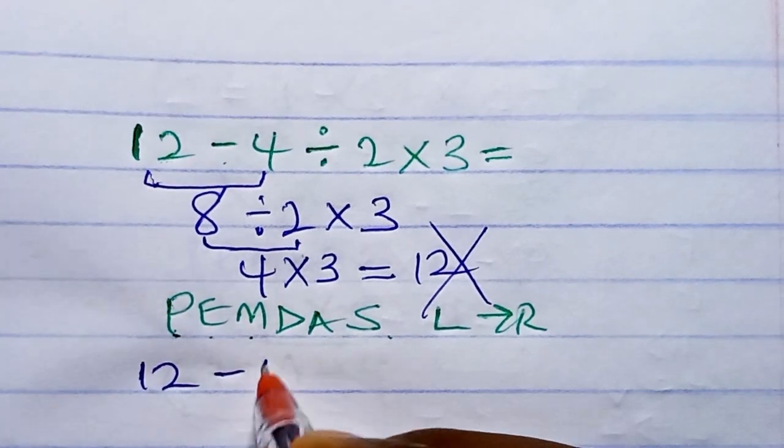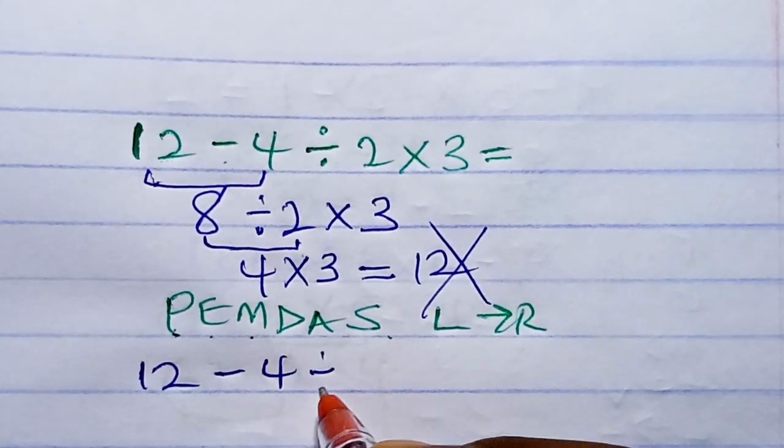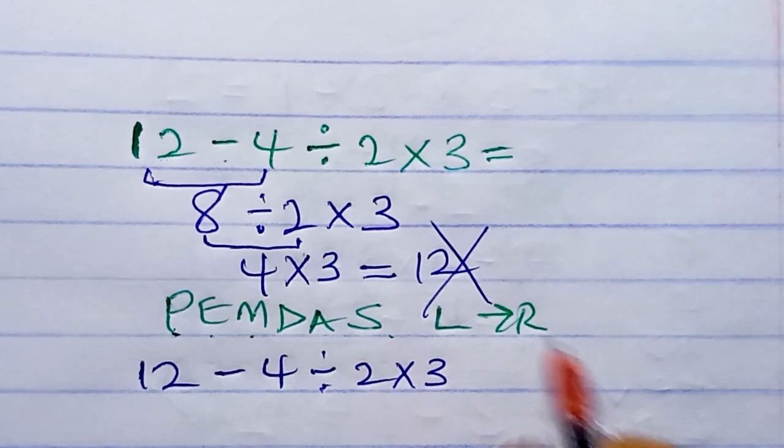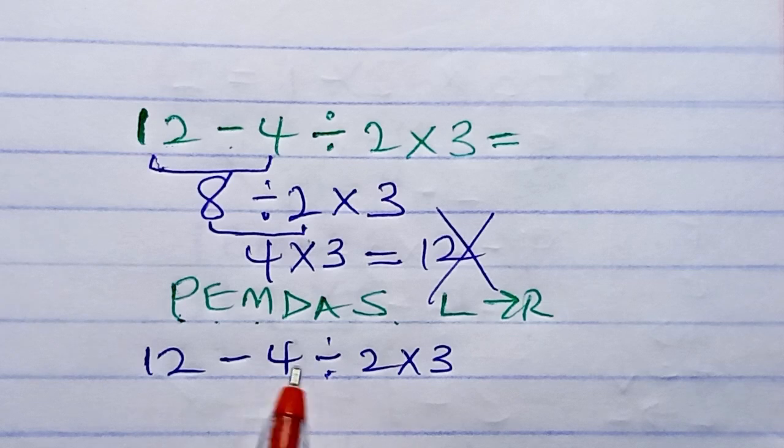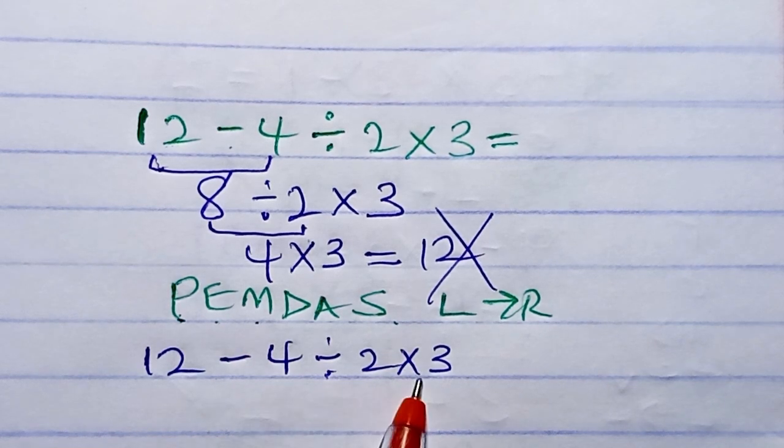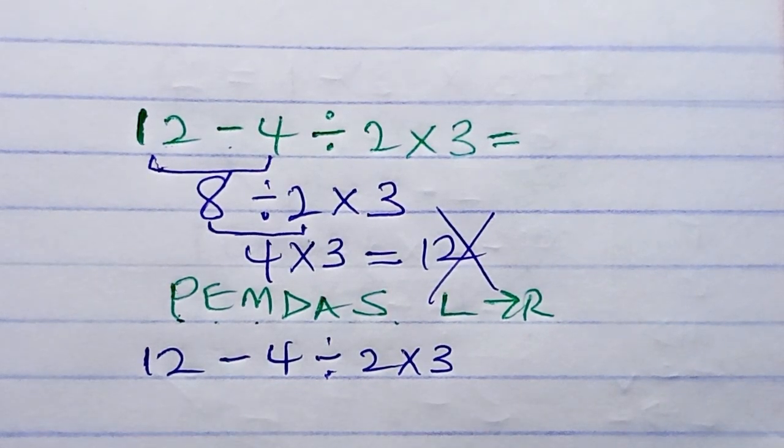12 minus 4 divided by 2 times 3. What is the correct way of solving this? First of all, we have to do this division because since we are solving from left to right, division has equal priority with multiplication. So we have to do this followed by multiplication, then subtraction.